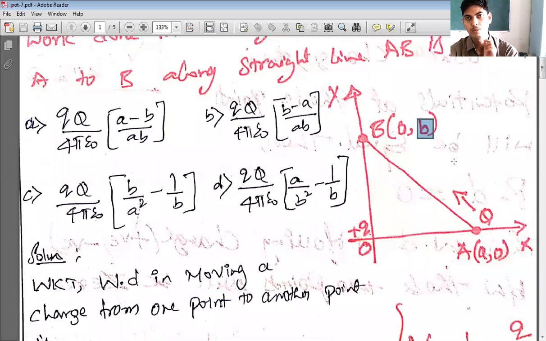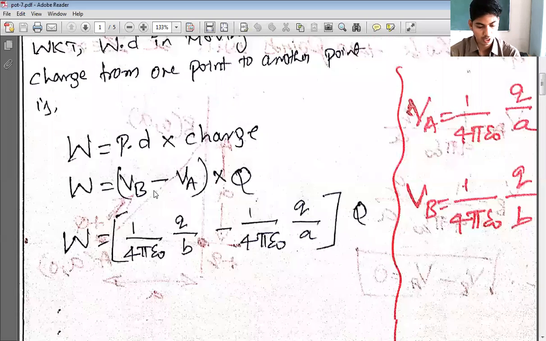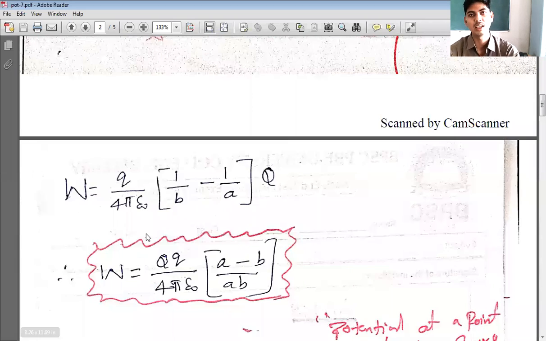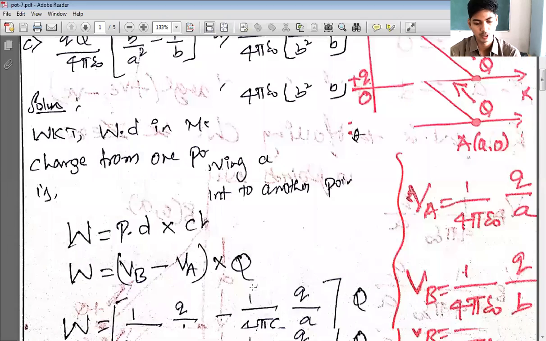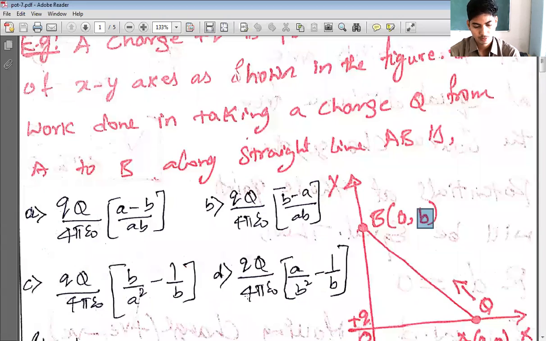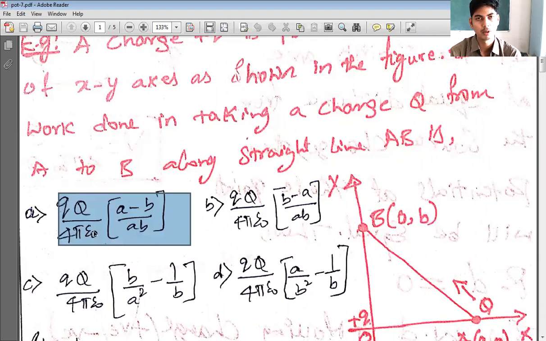Now the work done is calculated. Work done in carrying a charge capital Q from point A to B is q capital Q divided by 4 pi epsilon naught, a minus b divided by a into b. So the option will be A: small q capital Q divided by 4 pi epsilon naught, a minus b divided by a into b.